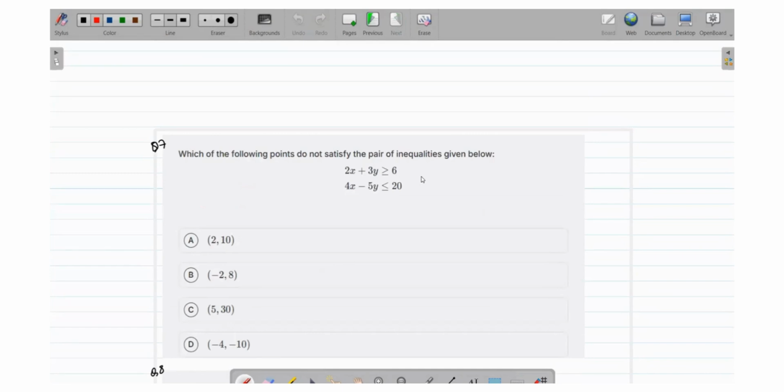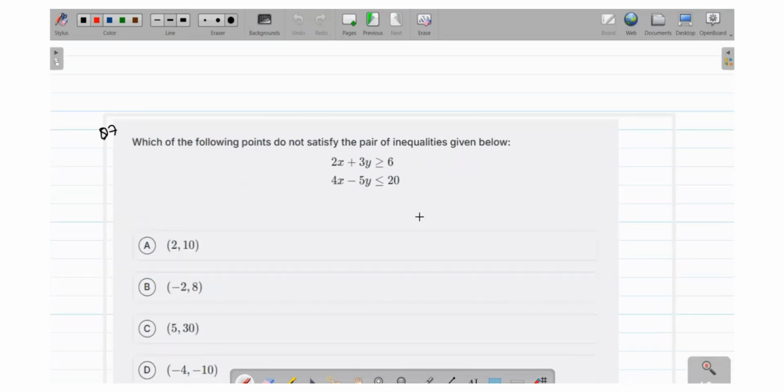Moving forward with the next question of our today's session: which of the following points does not satisfy the pair of inequalities given below? So we have these two simultaneous inequalities. In the last session, in the very first part of the video, we discussed that any kind of simultaneous equations or inequalities can be solved on Desmos. So these are our two inequalities. Let's try to plot them on Desmos first and we'll check the answer.